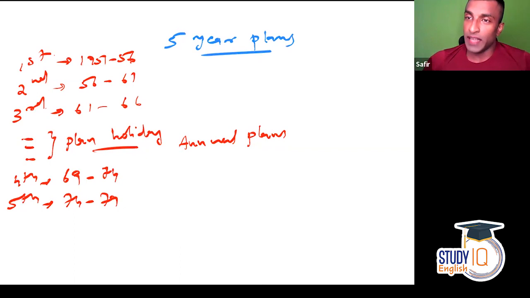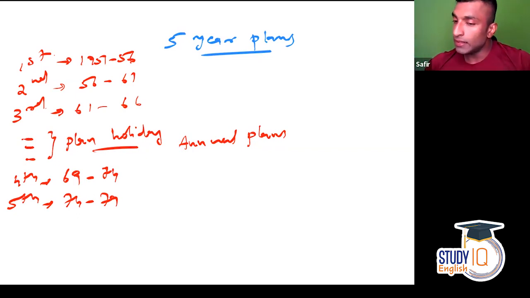Now the Janata Party came to power. They abandoned the 5-year plan. They terminated the 5-year plan, and they went for a rolling plan. Every year it will be reviewed. So now what you will see is, there is no 6th plan, 7th plan, or anything like this during Janata Party time.